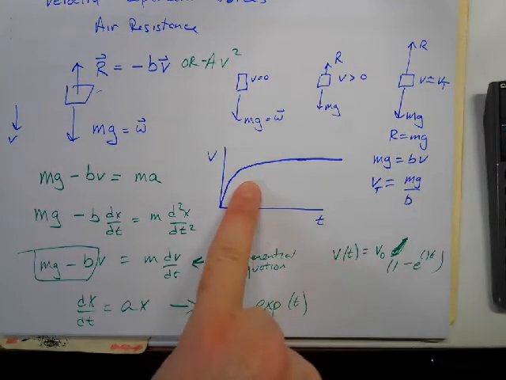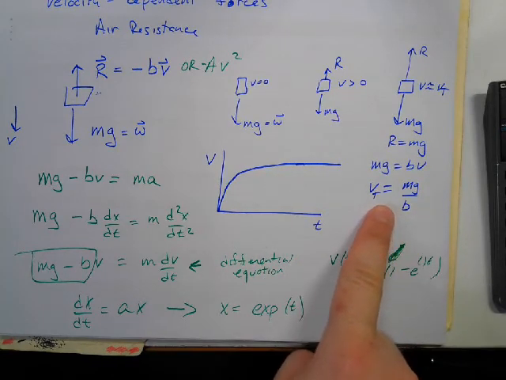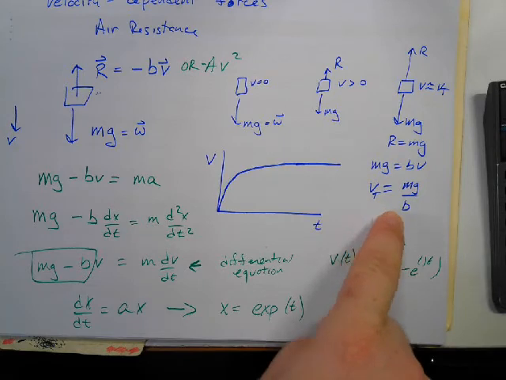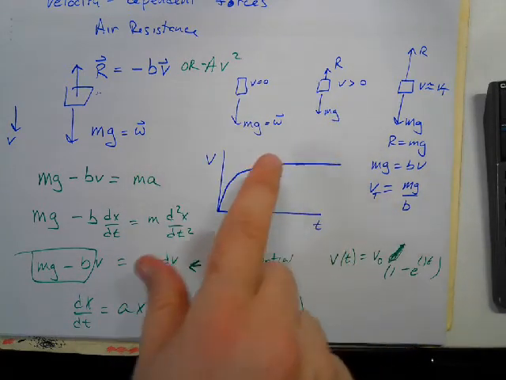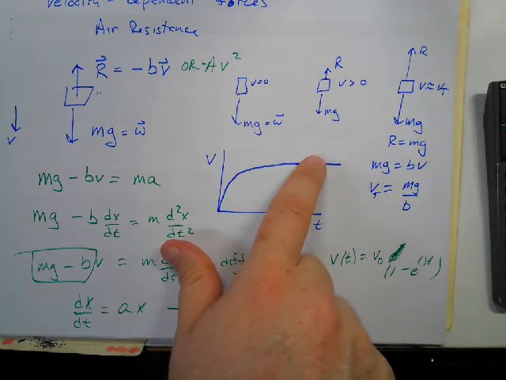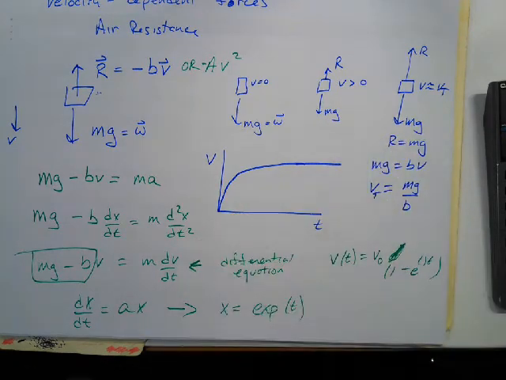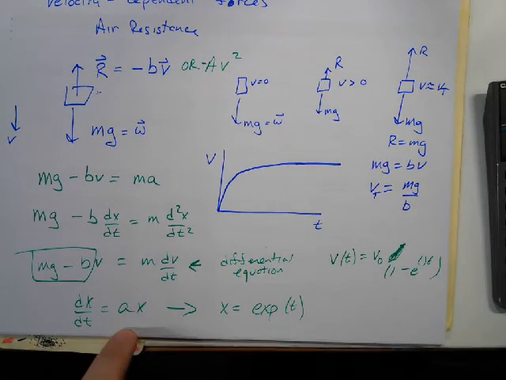But this is what I want you to get out of it: this is why things have a terminal velocity. It's because they have air resistance, and the velocity can't just increase arbitrarily. It ends up getting to a point where the air resistance equals the weight force, and so the acceleration is zero. And until then, it's an exponential.